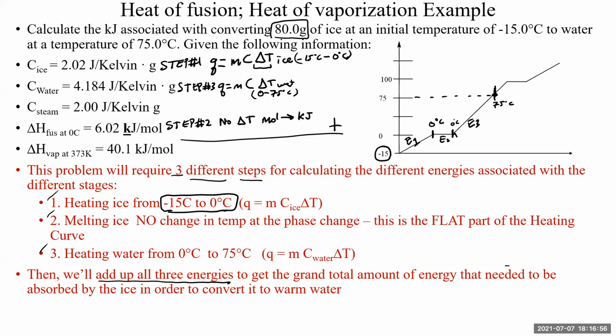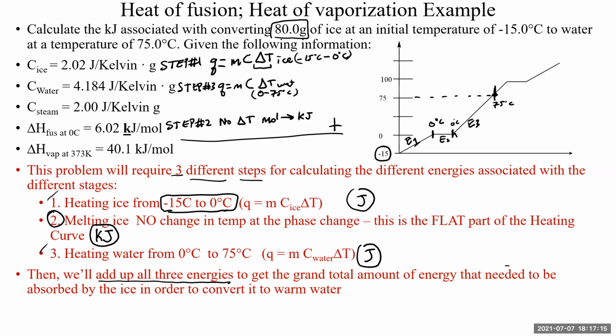By the way, be careful about units. Step 2, melting, is going to give you units of kilojoules. So be careful. You will get your units in kilojoules for step 2, but the other ones will be in joules for steps 1 and 3.